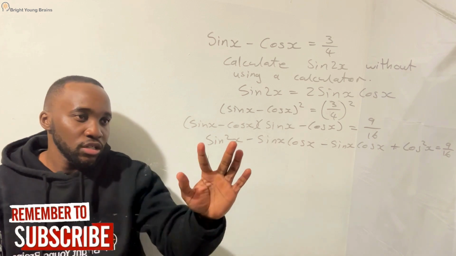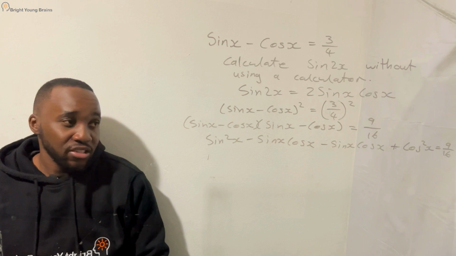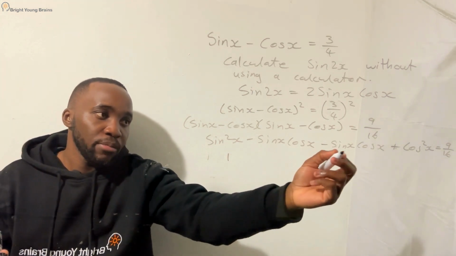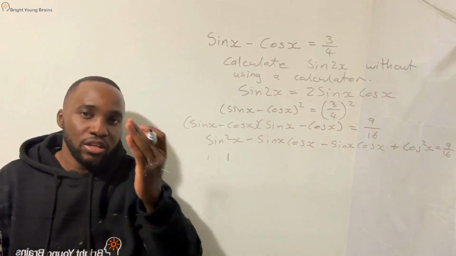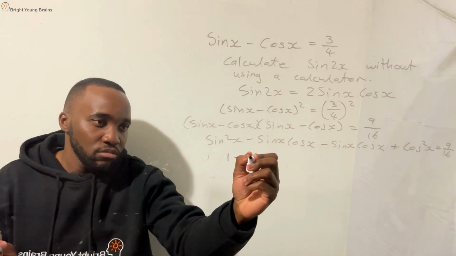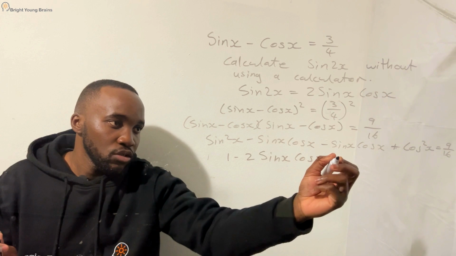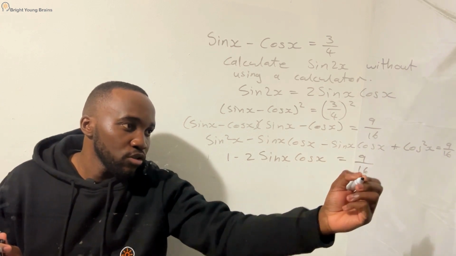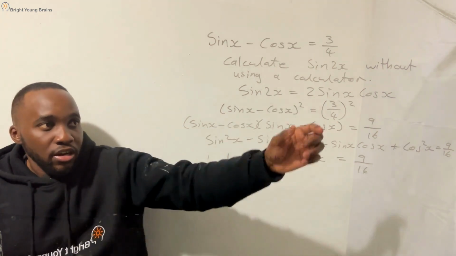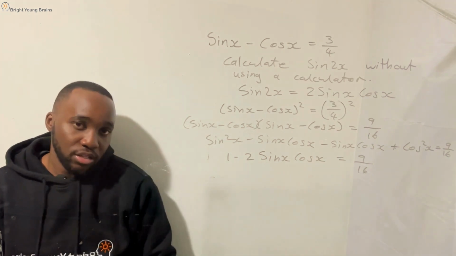The good news is sine squared x plus cos squared x just gives us a 1. And then here, minus sine x cos x, and then minus sine x cos x. It's like negative 1 minus 1, right? It's going to give you a negative 2. So here, you can have negative 2 sine x cos x, which is good news, because obviously we are supposed to end up with a value for sine 2x. And now we at least have 2 sine x cos x in our expression over there.